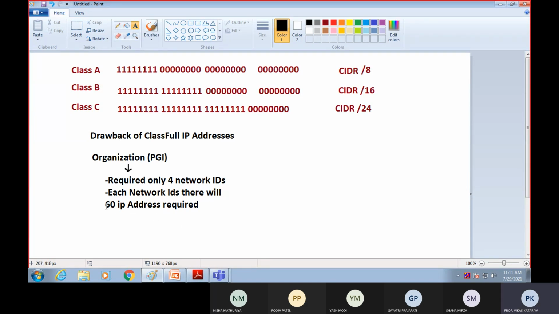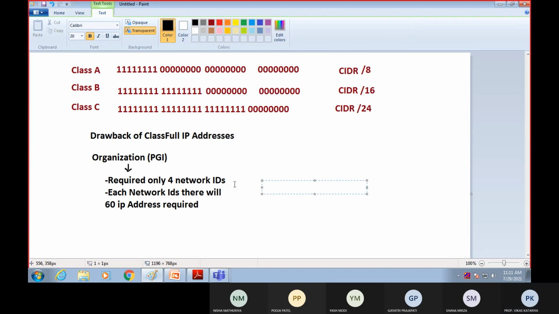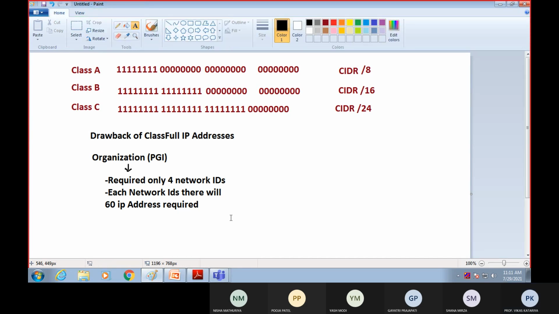And in order to make communication between 60 computers, we should design a network such that each and every computer must have an IP address. So initially what we have done, we arrange the computer systems, design the topology, and we must have a collection of IP addresses. Suppose we are using classful IP addresses, right? We are not using CIDR notation. So we will go for a class C IP address.